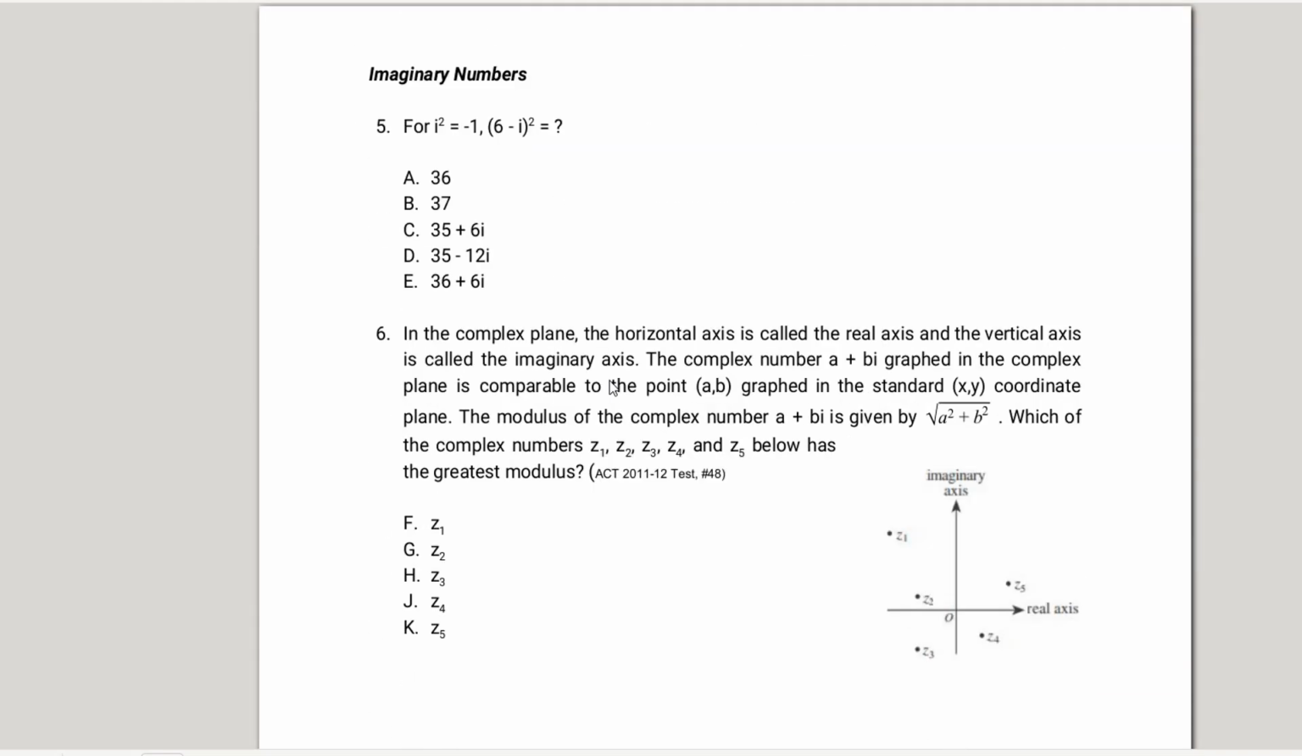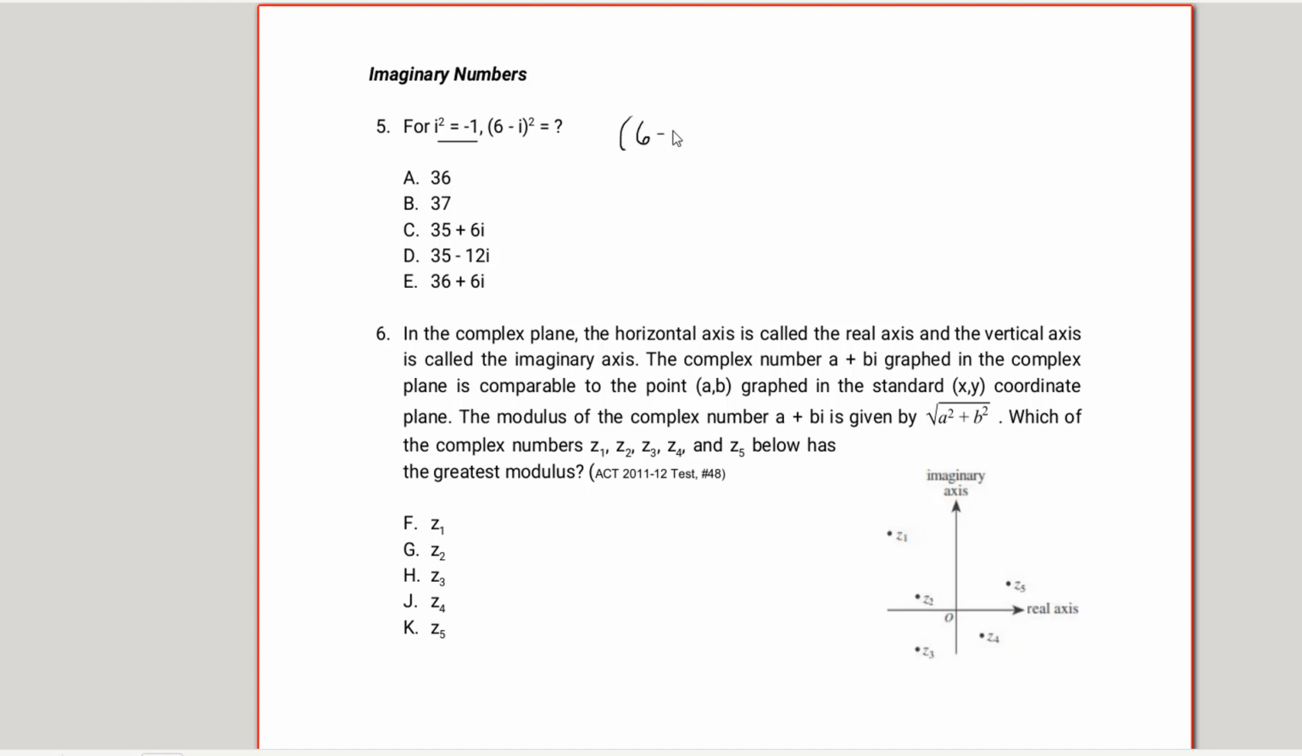Now we'll move on to our imaginary number questions, and let's look at number 5. It says for i squared equals -1. This is a property we had in our review slides that sometimes they'll give to us, sometimes they won't. They did here. They want to know what 6 minus i squared is equal to.